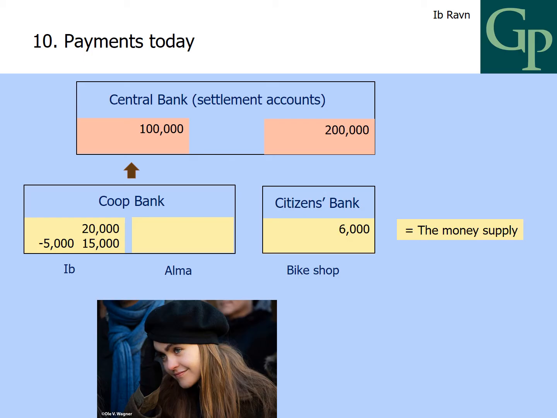Then my bank tells the central bank, subtract 5,000 kroner from our settlement account. In the third step, 5,000 kroner is added to the Citizen Bank's settlement account. Finally, that amount is added to the bike shop owner's account with his bank. The total money supply remains unchanged. It was 20 plus 6, now it is 15 plus 11.